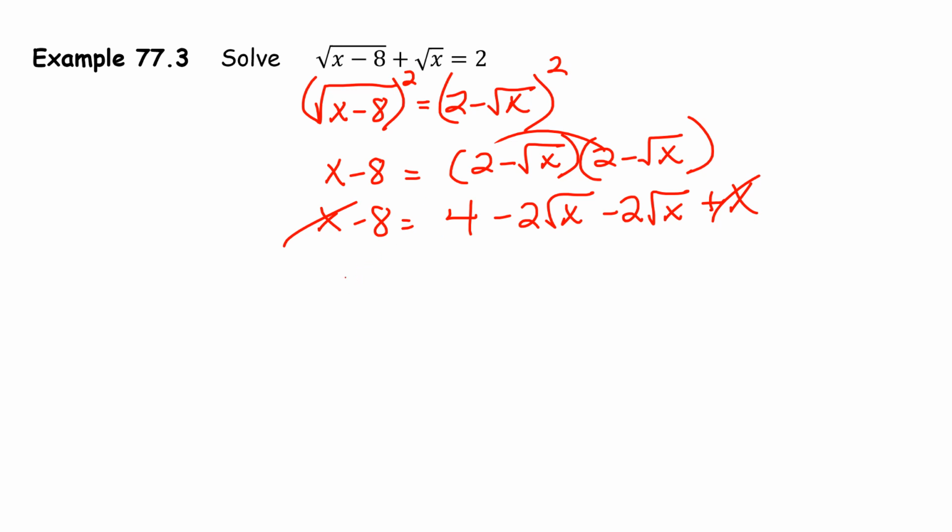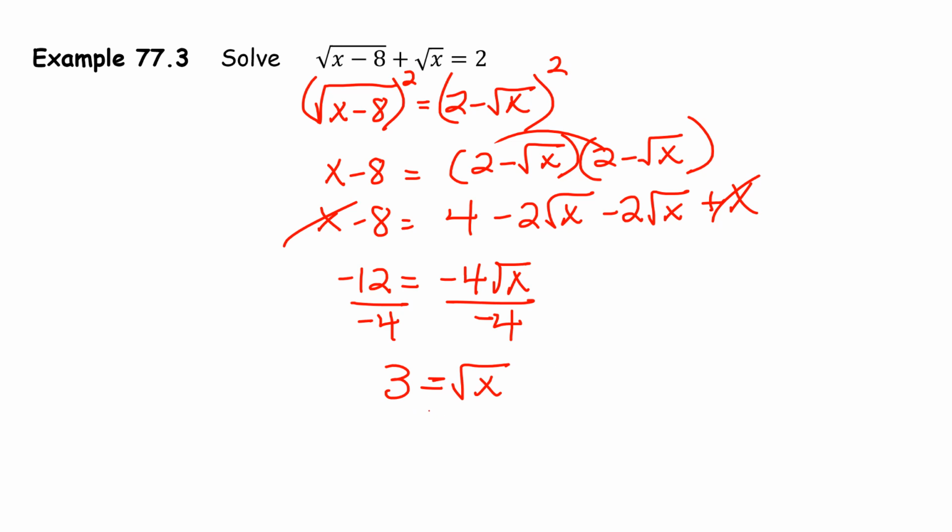So I'll subtract 4 on both sides. And we'll have negative 12 is equal to negative 4 times the square root of x. Going to divide both sides by negative 4. And I'll have 3 is equal to the square root of x. That means if I square both sides again, that 9 is equal to x. Now I have to check it.